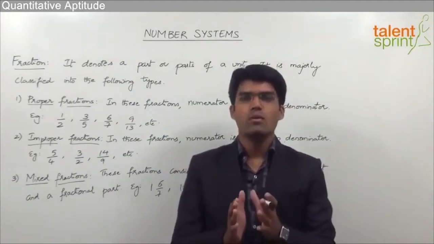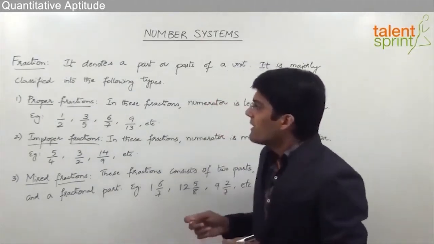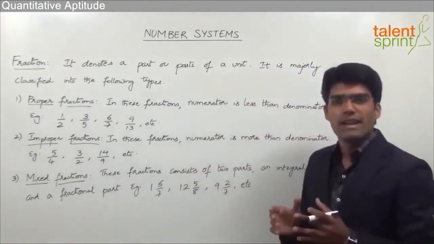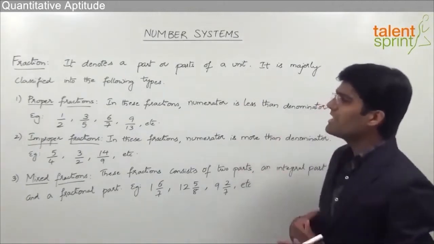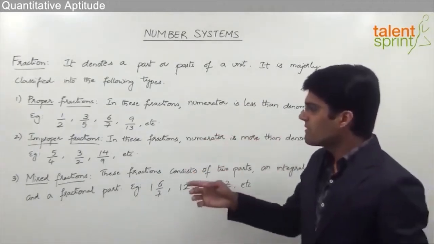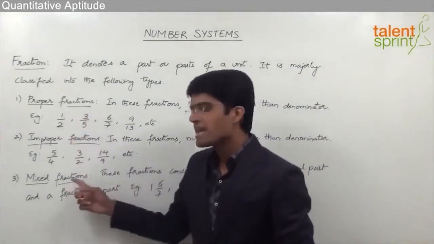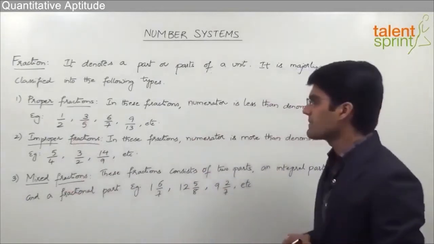So let us now understand what is actually meant by a fraction and what are the various types of fractions. A fraction denotes a part or parts of a unit. So a fraction is nothing but some part of the given unit. It is majorly classified into the following types. So here we have three major types of fractions: proper fractions, improper fractions and mixed fractions. Let us understand the difference between these three types.